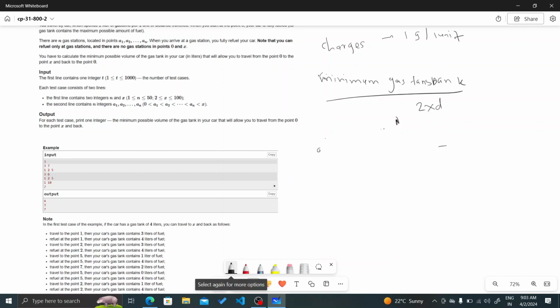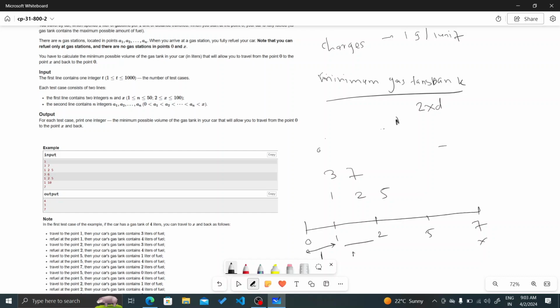Okay, so first test case is 3 and 7 and 1, 2, 5. So we will be starting from 0. There is a fuel tank at 1, at 2, at 5, and at 7. No, there is no fuel tank at 7, but we have to reach 7 and get back to 0 as well. So from reaching it to here, we require at least one unit of gasoline size, gas tank size.